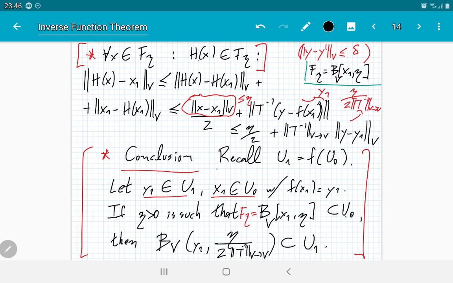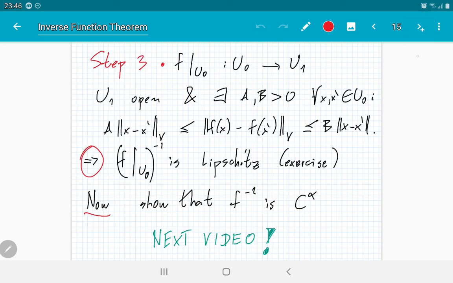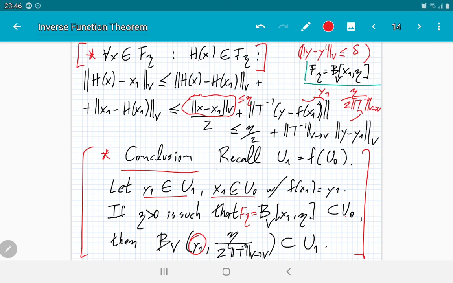But that's good, right? Because it's basically saying the following. It's really saying that given an element of u1, I can find a ball of positive radius around it that's entirely contained in u1. That holds for any y1 in u1, therefore u1 is open. And that's what we needed to show.